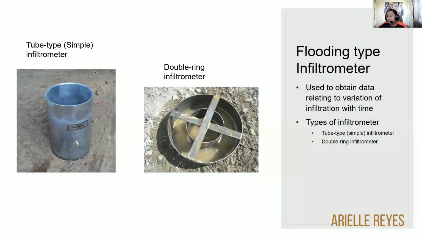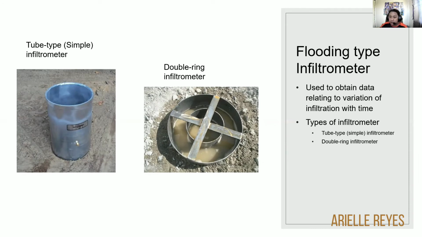Flooding type infiltrometer is used to obtain data relating to variation of infiltration with time. So there are two types of infiltrometer. There is the tube type infiltrometer, also known as a single ring infiltrometer, and the other one is the double ring infiltrometer. The single ring or tube type infiltrometer involves driving a ring into the soil and supplying water in the ring either at constant head or falling head condition. And at the end, the operator records how much water goes into the soil for a given time period.